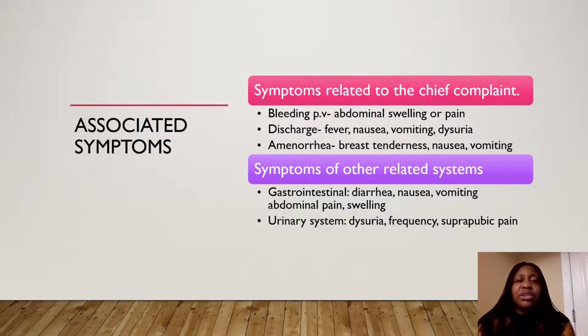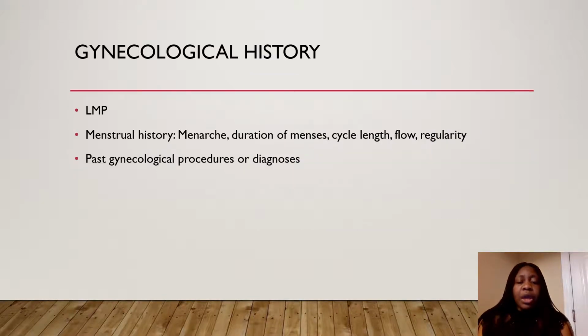Speaking of related systems, the systems that are close by to the genital system are the urinary system and the gastrointestinal system. So symptoms related to the gastrointestinal system are diarrhea, nausea, vomiting, abdominal pain, or swelling. And those related to the urinary system include dysuria, frequency, or suprapubic pain. So these questions are important to ask because they help you to rule out your differential diagnosis. For the gynae history, we want to find out when her last period was because it may be the difference between detecting a pregnancy or not.